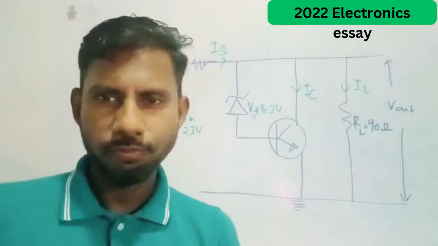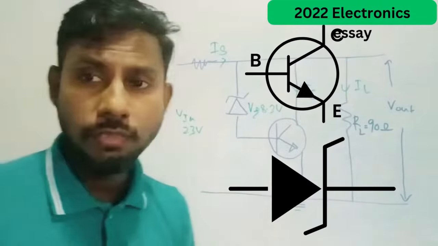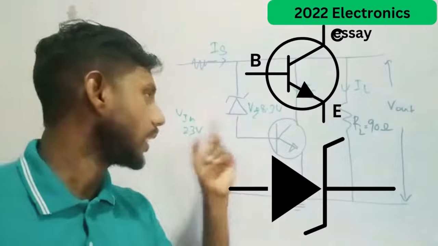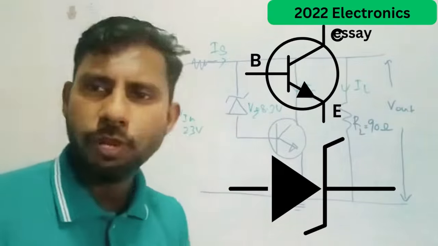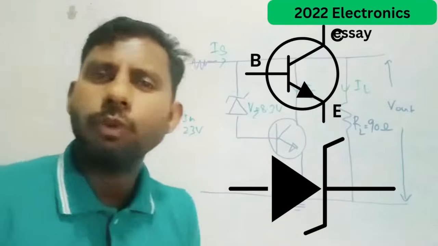We are in that. First diagram we are getting. Yes, you can see here we have a transistor, of course, and here we have a Zener diode, and we have two resistors. Students, I actually hope you have done questions from these.